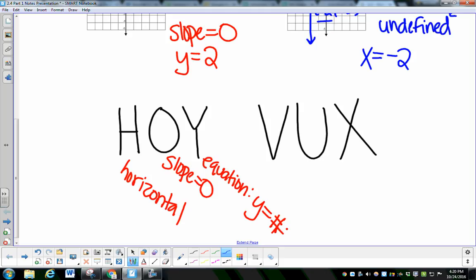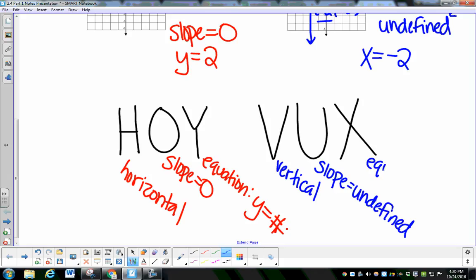For vertical lines, the V in VUX stands for vertical. The U is the slope. The slope of a vertical line is undefined. And the equation of the line is written in the form x equals some number. So that's how you can remember these things about horizontal and vertical lines. HOI, VUX. So let's do an example now.